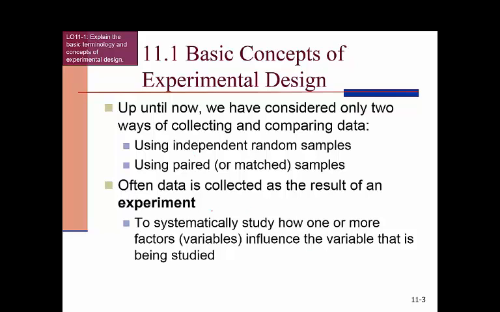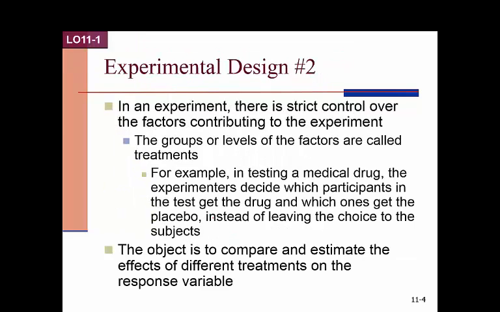In that case, we perform an experiment, okay, where we systematically study 1 or more different factors, right, important things that affect your study, and see how that differs between different groups underneath that factor. Okay, so in an experiment, you have strict control over what contributes to the outcome. Okay, and there are multiple groups for each factor.